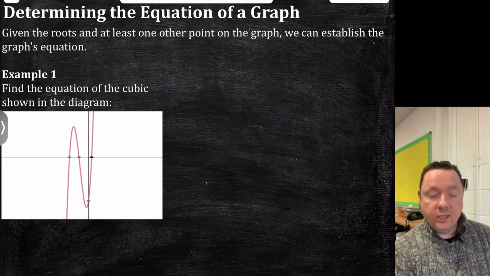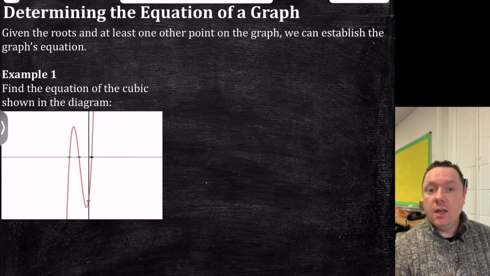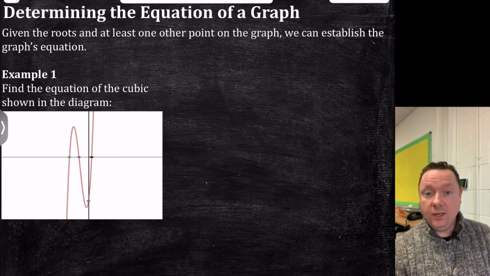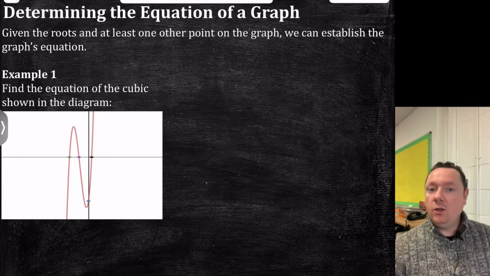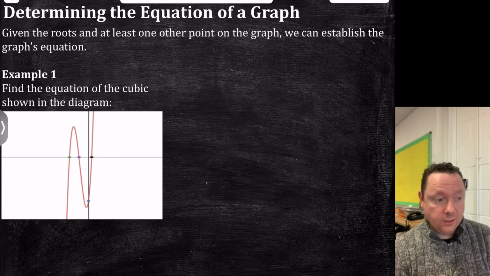Okay, determine the equation of a graph. If we've got the roots, then at least another point in the graph, we can find the graph's equation. Because if we've got the roots, then the graph's equation is simply f of x equals factor times factor times factor. But it could also be times by some sort of number, because a number in front of the roots doesn't change it. So we need a point to determine that.